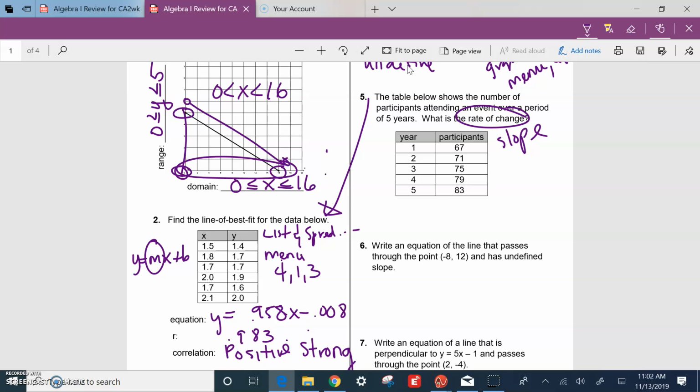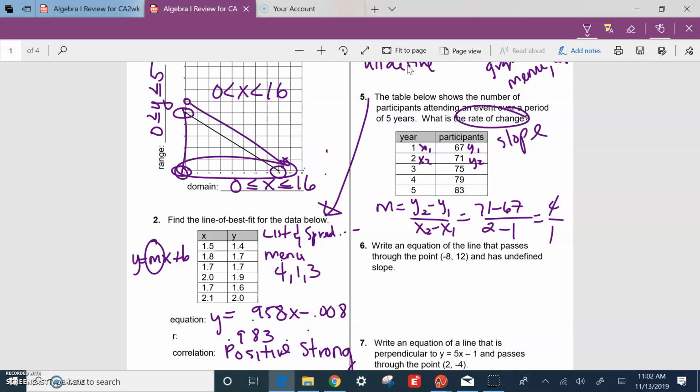The other way would be to make this your x1, x2, y1, y2, and use the slope formula y2 minus y1 over x2 minus x1. That's going to give us 71 minus 67, 2 minus 1. So it's going to be 4 over 1, so our slope is 4.